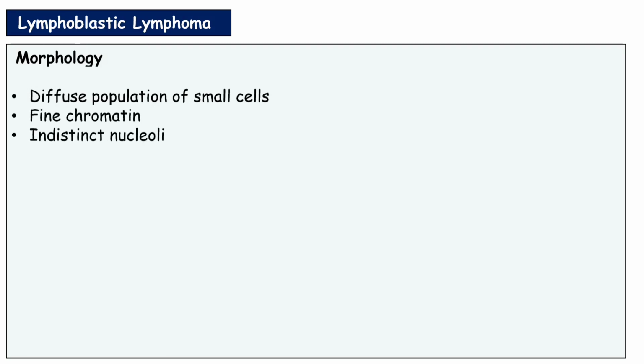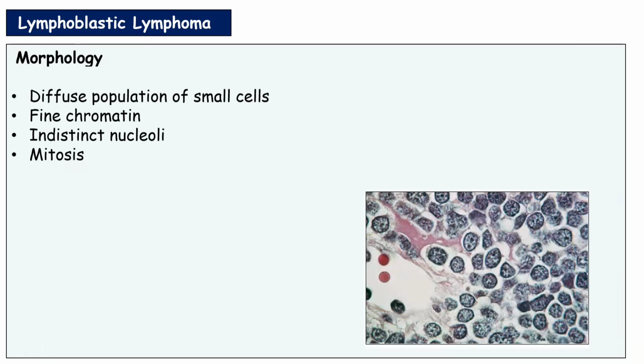Morphology consists of small cells. There is a diffuse population of small cells in the form of sheets. The chromatin is fine. The nucleoli are not prominent, in contrast with Burkitt lymphoma, which has very prominent multiple nucleoli. But in lymphoblastic lymphoma, the nucleoli are indistinct. Mitosis is very frequent, it's common, and here we can see an example of lymphoblastic lymphoma. The cells are small in size, the nucleoli are not prominent, and the chromatin is fine.